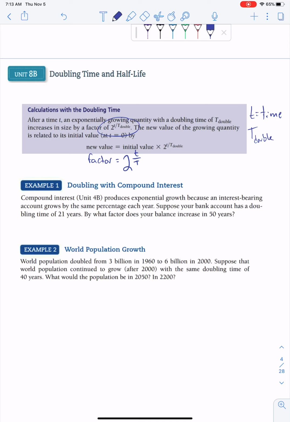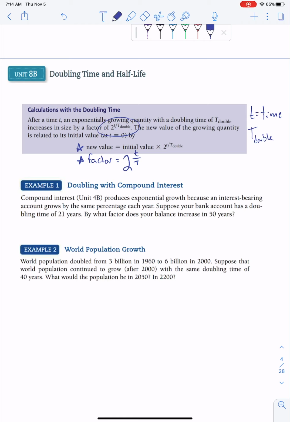Your new value, there are 2 equations right here. Your new value is what you started with initially multiplied by that factor. So to find out what your new value is, you take your initial value and you multiply it by this factor that we're going to come up with.